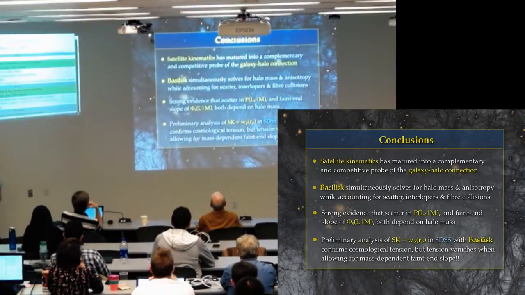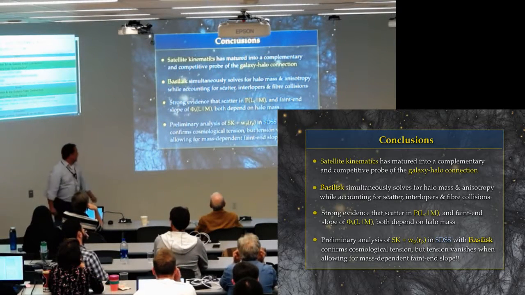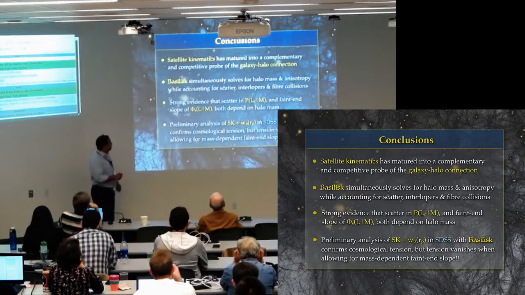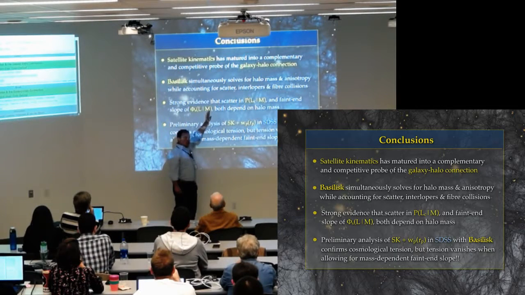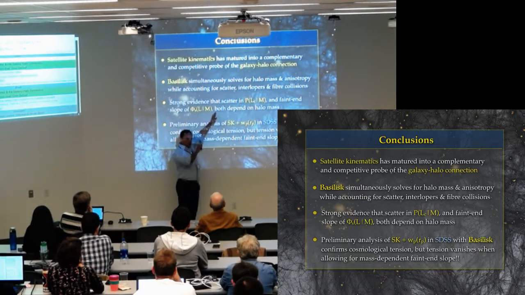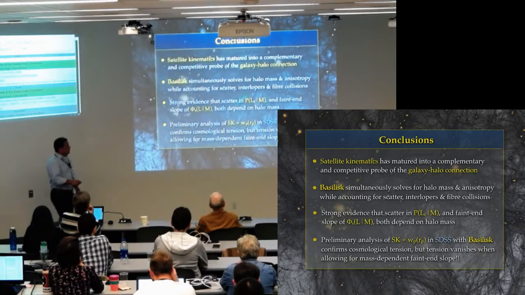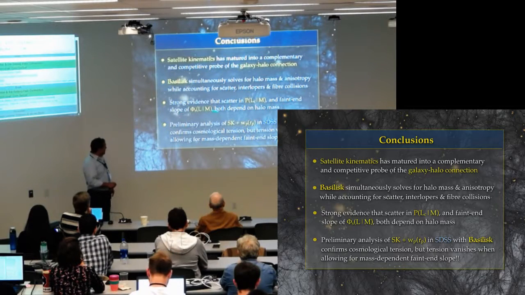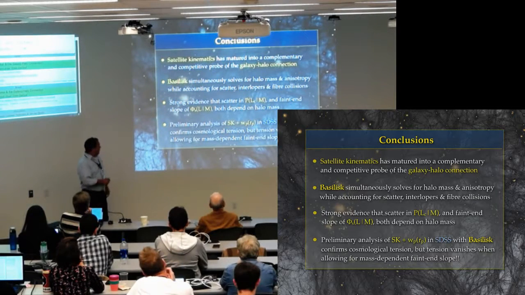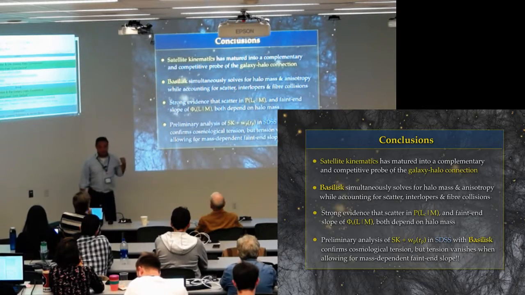So, conclusions. Satellite kinematics has matured into a complementary and competitive probe. I hope you're all convinced. Basilisk simultaneously solves for halo mass and anisotropy while accounting for scatter, interlopers, and fiber collisions. For those of you interested in anisotropy, the anisotropy that I infer from SDSS is very close to 0. Slight radial anisotropy, but it's very mild. There is strong evidence that the scatter in the galaxy-halo mass connection increases towards the low mass end, and that the faint end slope gets steeper towards the massive end. And the preliminary analysis suggests that I can reproduce the tension, but that it vanishes when I add that 1 extra degree of freedom that I still don't understand. Thank you.